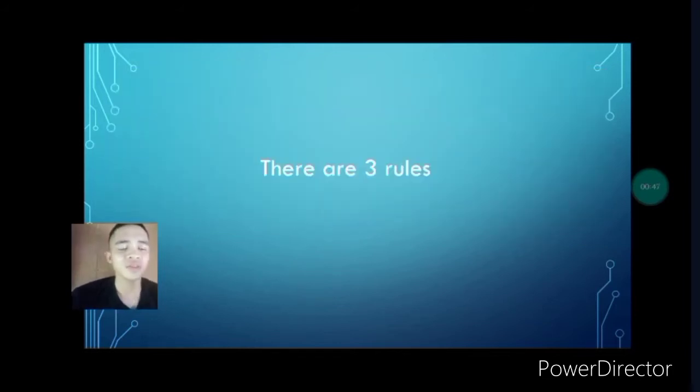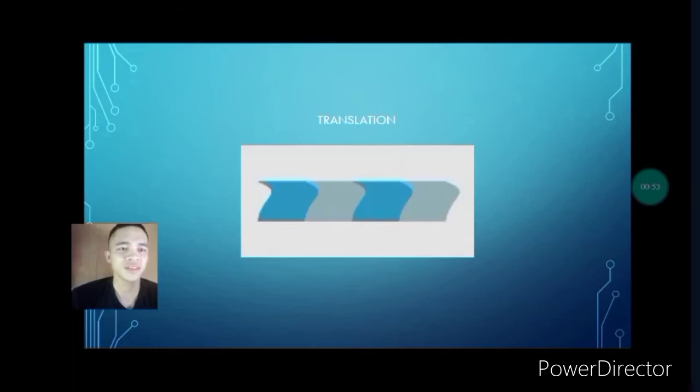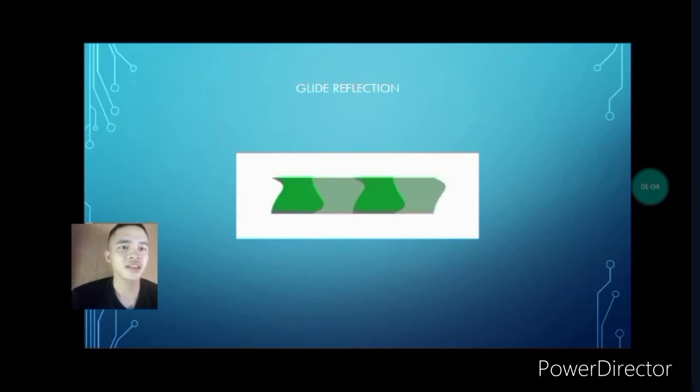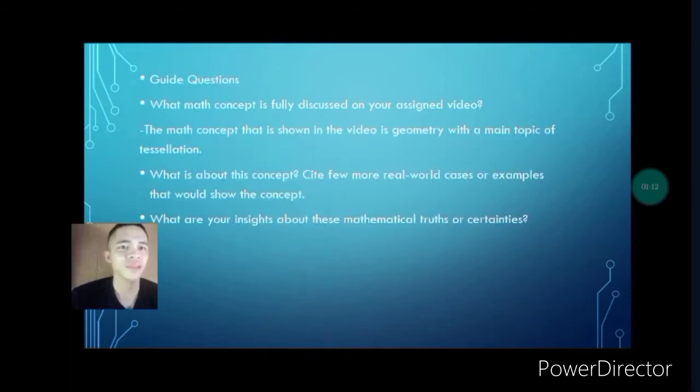And there are three rules of tessellation. I will show you pictures of the three rules. For the translation, these pictures are shown. For the rotation, these. And the last picture shown to us is the glide reflection. Let's go to the questions.